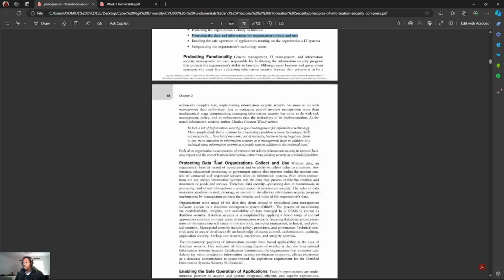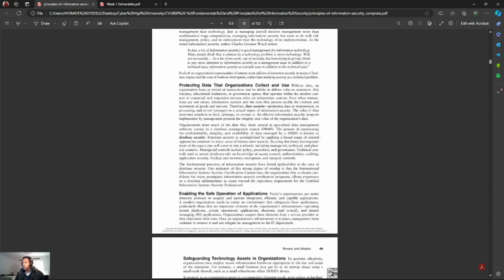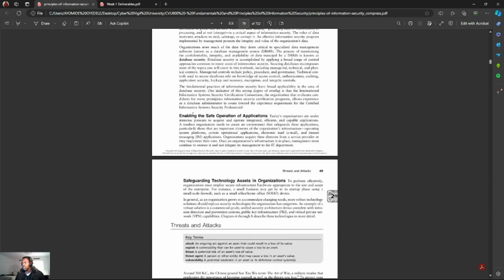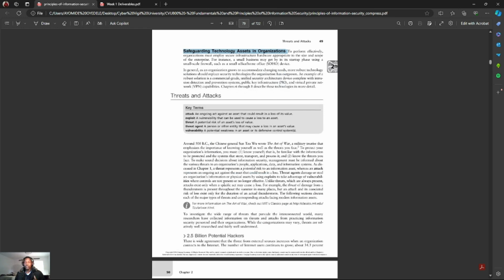So with all these things, we think about business first. Then we look at how we collect your data, how we use it, and what we are doing to enable the safe operation of applications. By the time we start integrating more advanced applications and technology, these are the things we'll be putting into consideration: how we safeguard these technology assets within our organization.